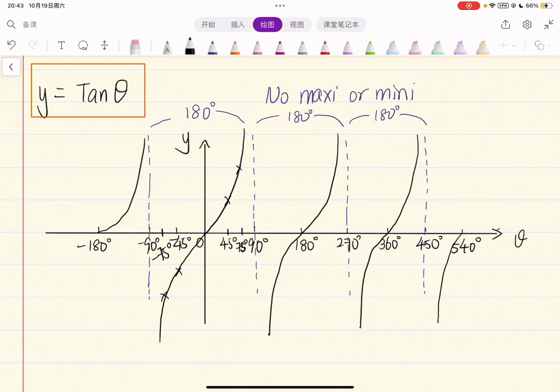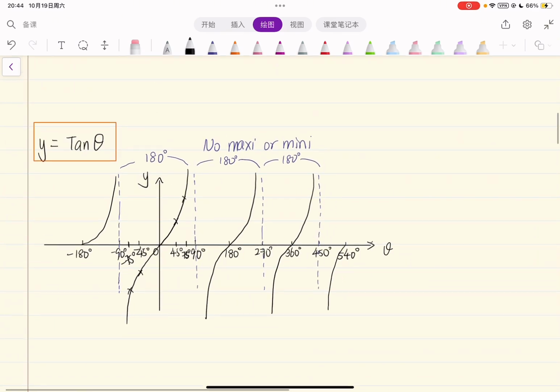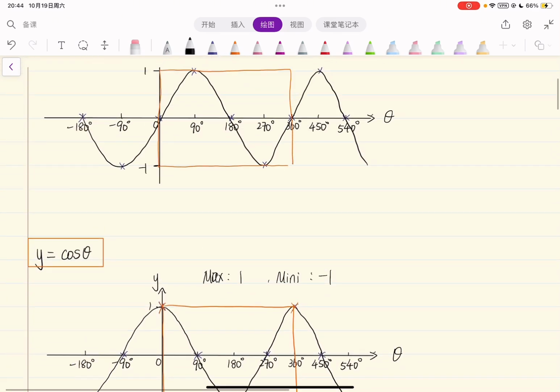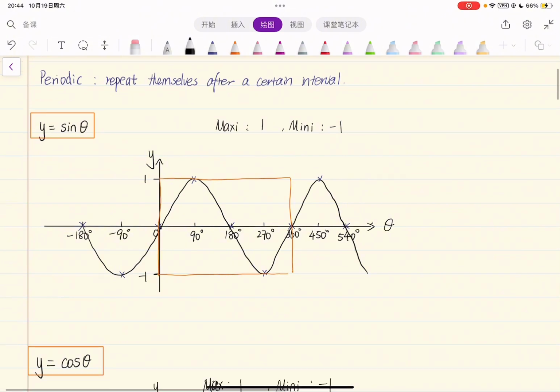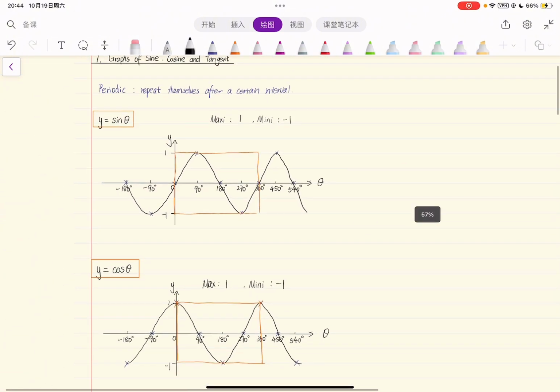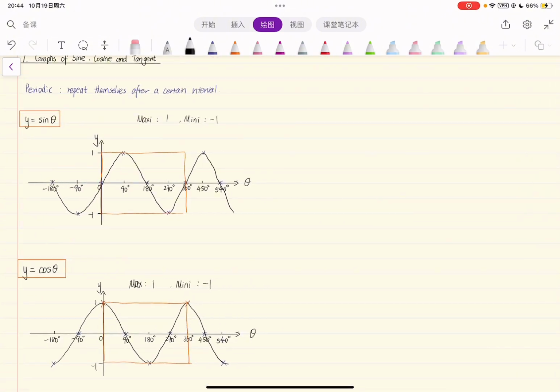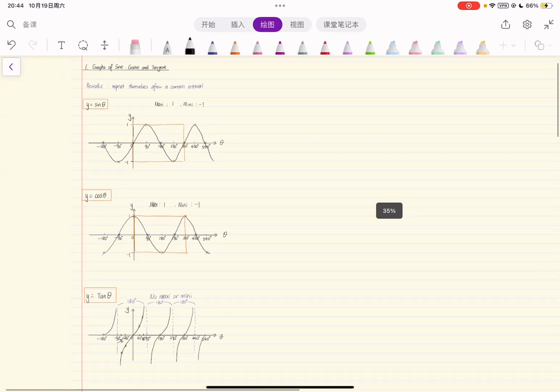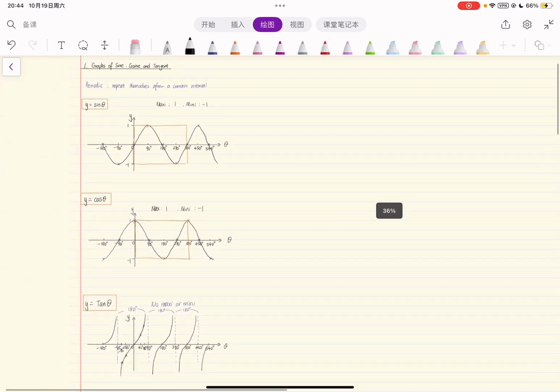So here is a graph of the tangent. Now let's look at all the graphs. Here is a graph of sine theta, and the graph of cosine theta, and the graph of tangent theta.